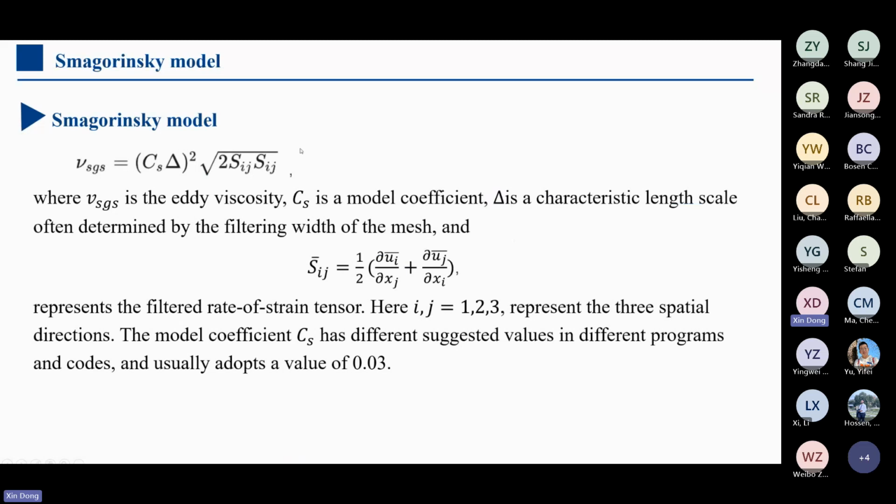Where V_SG is the eddy velocity, C_S is the model coefficient, delta is the characteristic length scale, often determined by the filtering width of the mesh, and S_ij is defined as shown following, representing the rate of strain tensor. Here i, j represent three spatial directions. The model coefficient C_S has different suggested values in different programs and codes, and we adopt a value of 0.03.